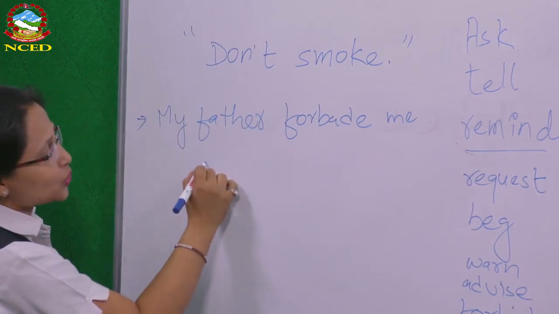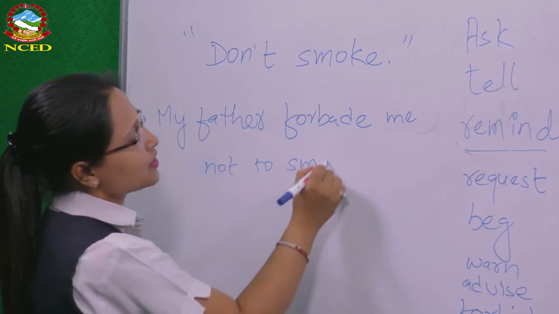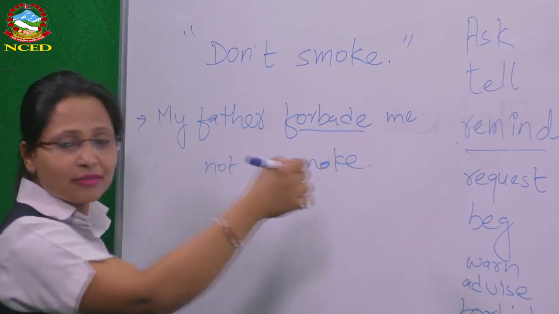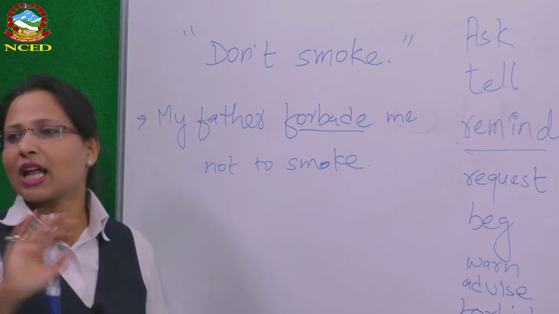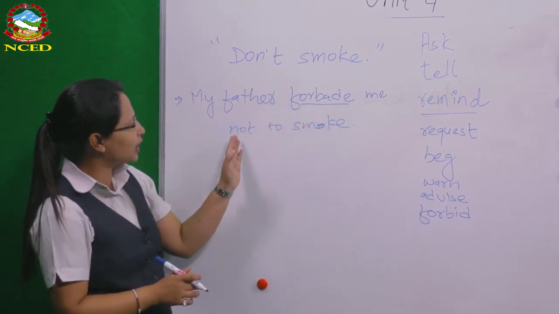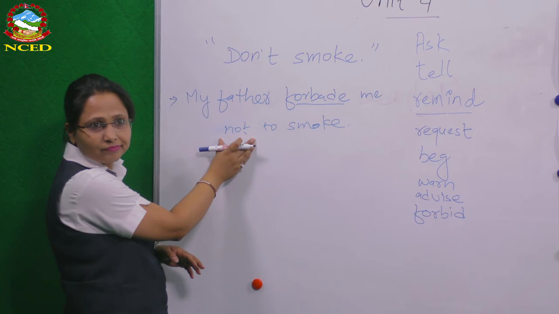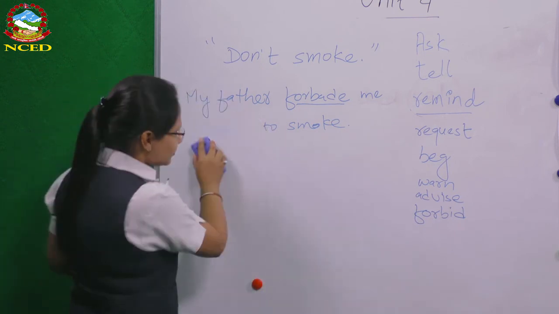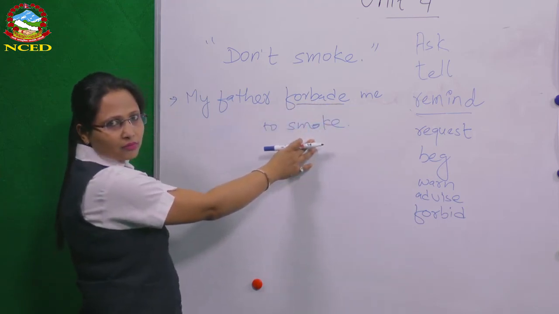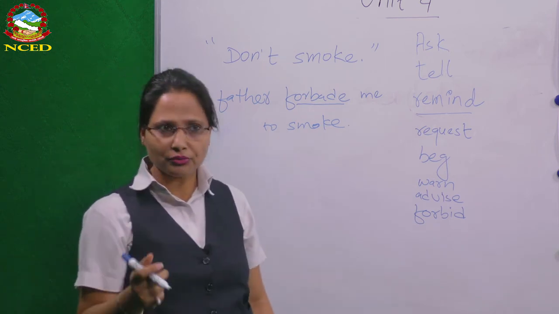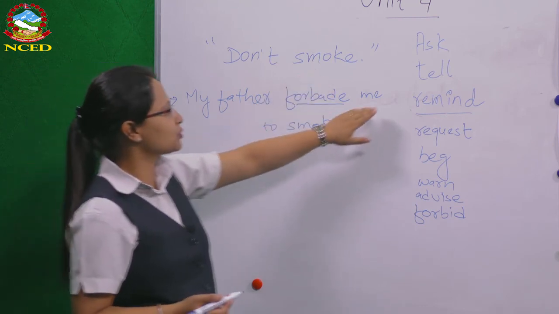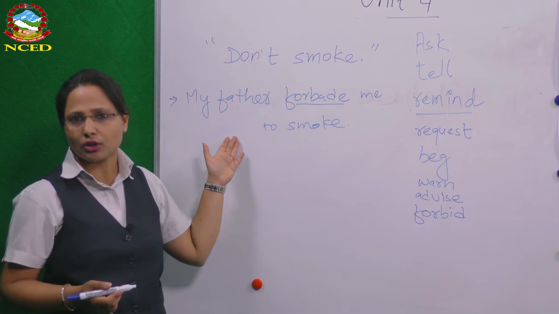And do we write not to or to? What do you think? Now read this statement. Forbid itself is negative, isn't it? Forbid means not to allow to do something. So if the verb itself is negative, do we need to write another negative marker here? No. So we don't write not. The father forbade me to smoke. So what did you understand from here? If the reporting verb itself is negative, we don't need to use any other negative marker like not here.